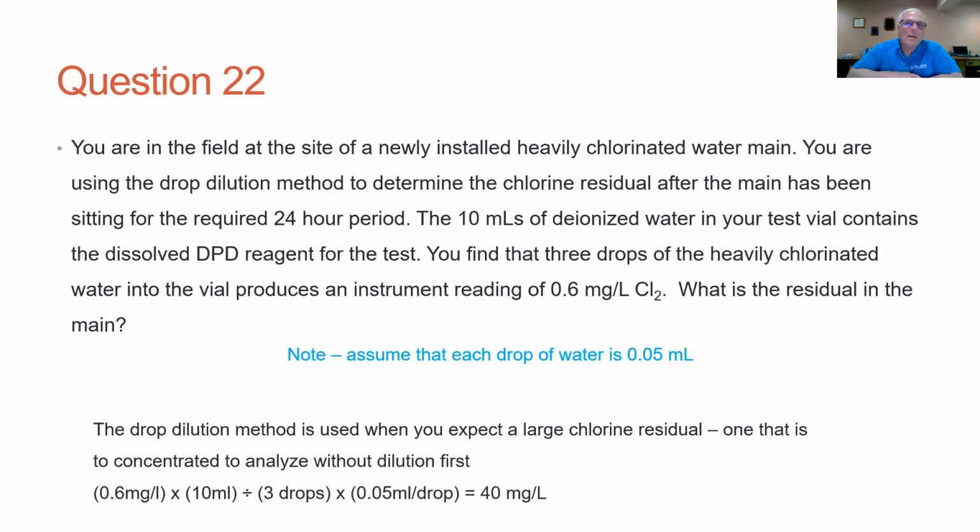If I take 0.6 milligrams per liter, which is the reading that I got, multiplied by the 10 milliliter sample that I have, and divided by the number of drops that I used, multiplied by the amount of volume per drop, in this case 0.05 milliliters, I come up with the 40 milligrams per liter. So that's how the drop dilution method works, and that's what they typically use in the system when they're expecting heavily chlorinated water.